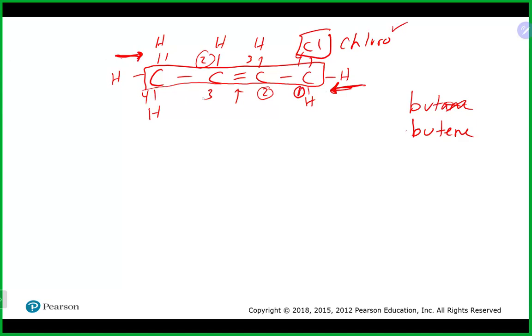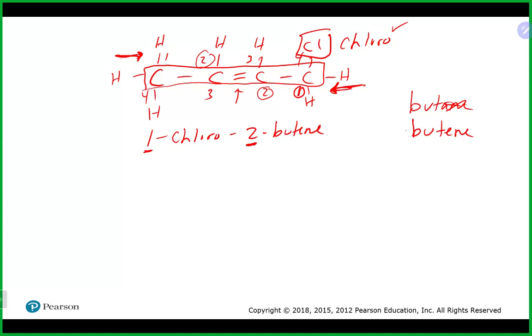So what we would have here is 1-chloro-2-butene. Once again, the 2 is the location of the double bond. The 1 is the location of the chlorine on the carbon chain. Any questions on that there?